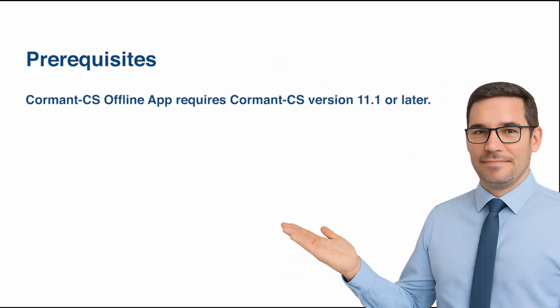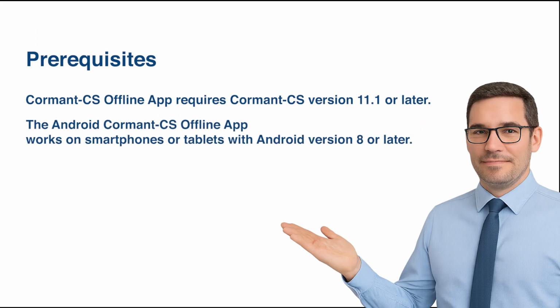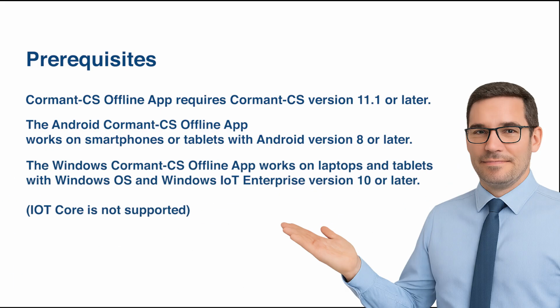Prerequisites. The Cormant-CS offline app requires version 11.1 or later, and it also supports smartphones and tablets with Android version 8 or later, and Windows laptops or tablets running Windows 10 or IoT Enterprise. IoT Core is not supported. Separate installers for each platform are included in the release package.